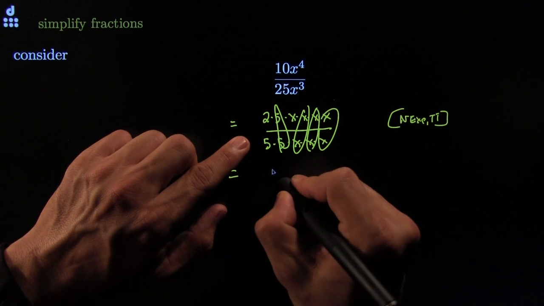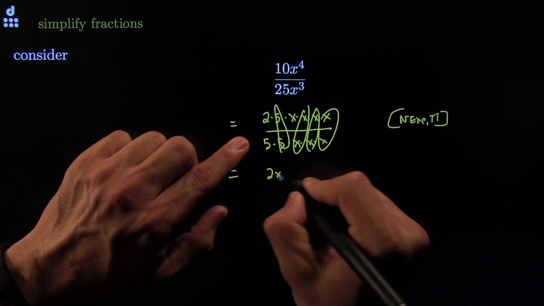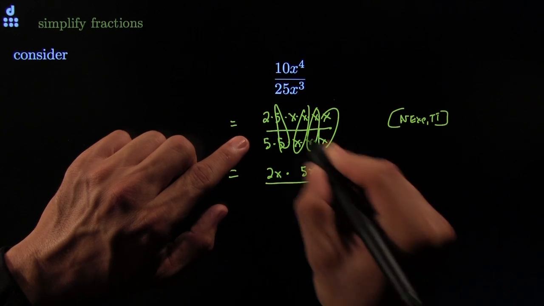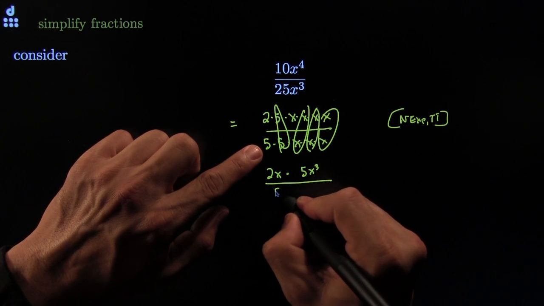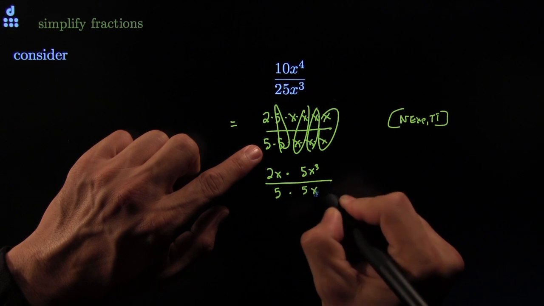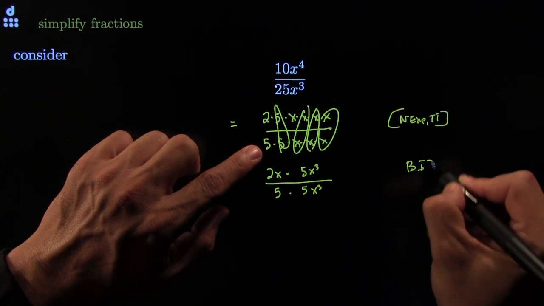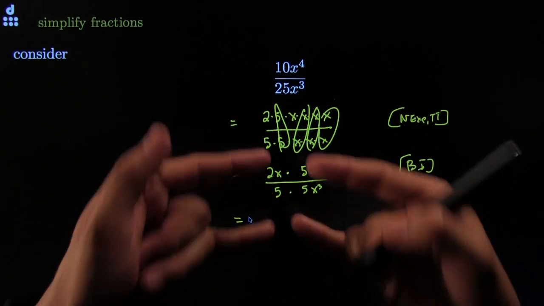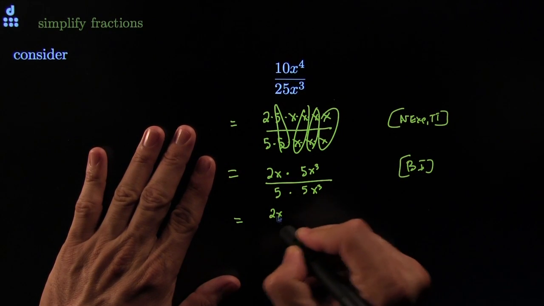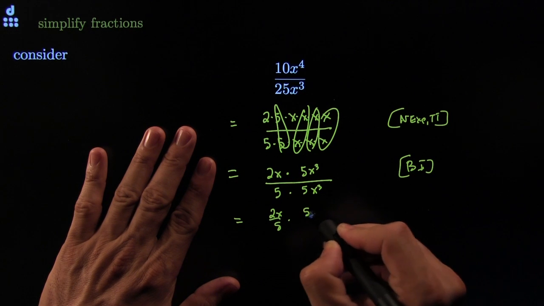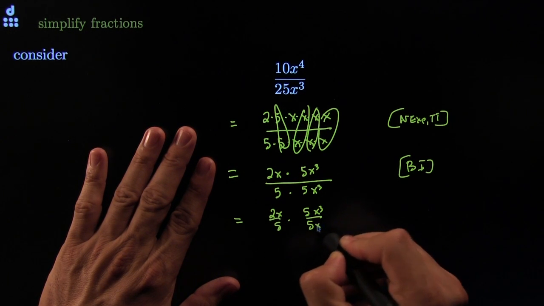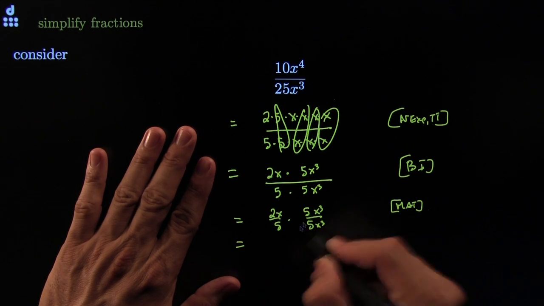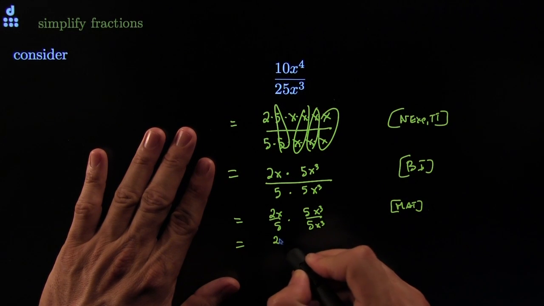So I'm going to separate it like this. 2x times 5x to the third. And on the bottom I have a 5 times 5x to the third. Okay, I've separated it so that I can see the greatest common divisor here. Now I unglue it together, so that becomes 2x over 5 times 5x to the third over 5x to the third. That's by math.